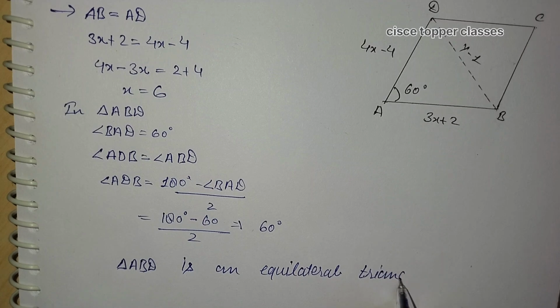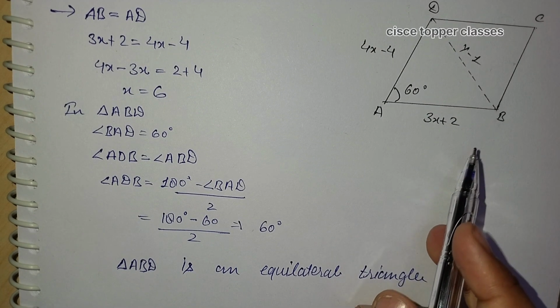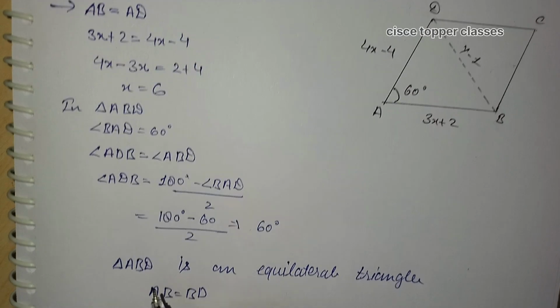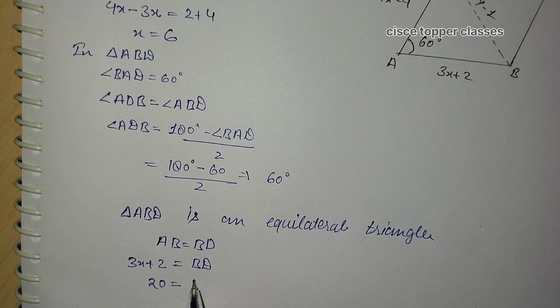And if it is an equilateral triangle, we can simply say that DB is equal to AB. So simply AB is equal to BD here. As we have found the value of x, we can simply put it in this part, 3x plus 2. So we will get BD here. And putting the value of 6 here, it will be 18 plus 2, 20. So BD, we can write the value here.